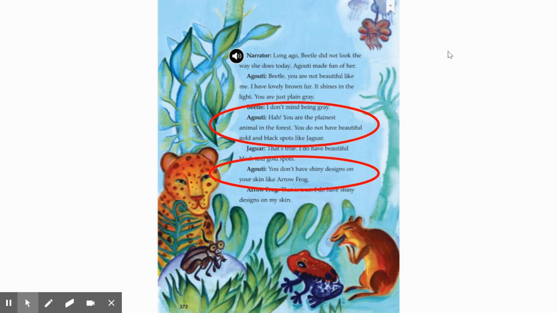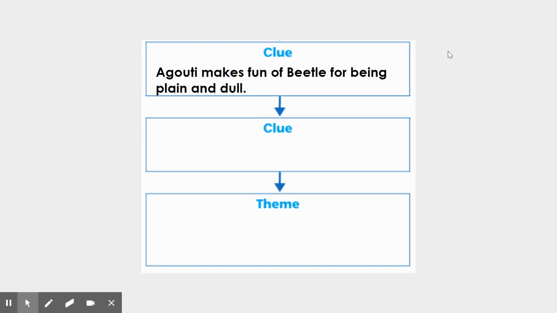So I'm thinking about Agouti's actions, what they're saying and doing, as my first clue. So my first clue is that Agouti makes fun of Beetle for being plain and dull. She's making fun of Beetle, which is not very kind. That is our first clue if we are paying attention to the character's actions. Go ahead and pause this video as you write in your complete sentence and press play when you are ready to continue.